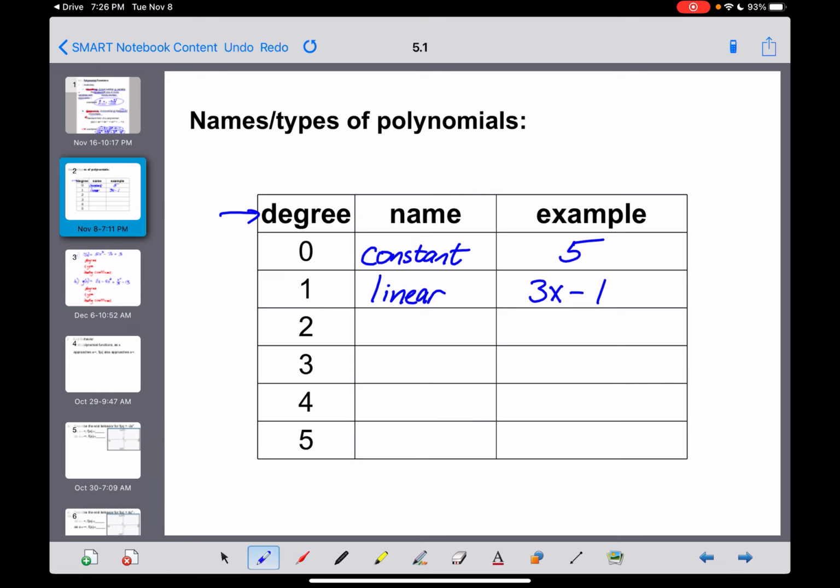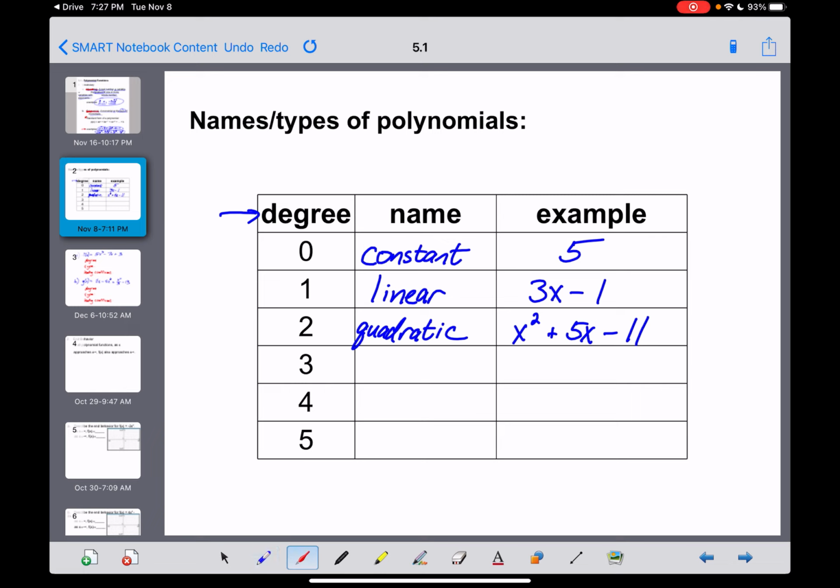Now, once we get into second degree, this should look familiar to you guys. That we just spent a whole chapter talking about. That is called a quadratic function or a quadratic polynomial, and that's one that has x to the second power. So again, we saw a bunch of this last chapter, maybe something like x squared plus 5x minus 11. There you go. That's an example of a quadratic polynomial.